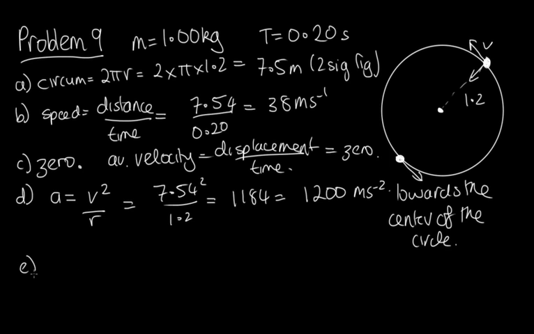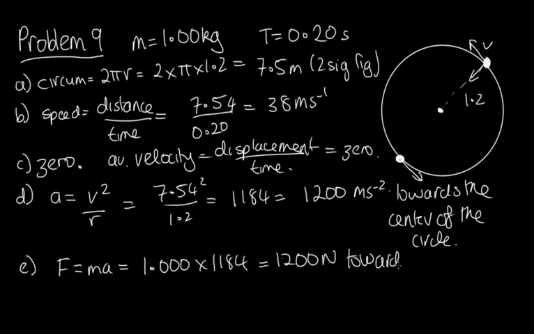And then part E, we're asked what is the net force acting on the object at this point. We know that the net force is equal to the mass times the acceleration. So this is just 1.00 times 1184, which is equal to 1,200 newtons towards the center of the circle.